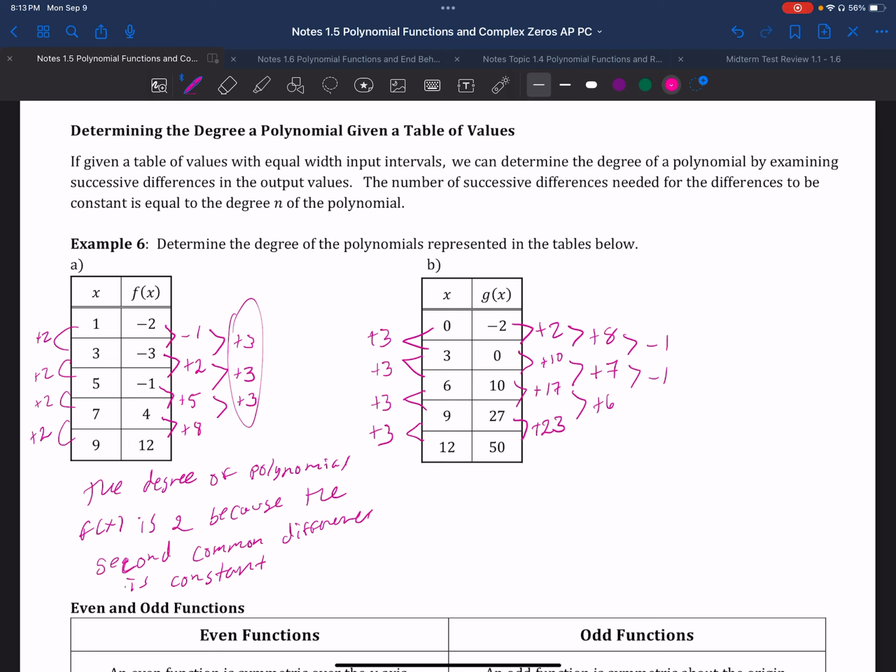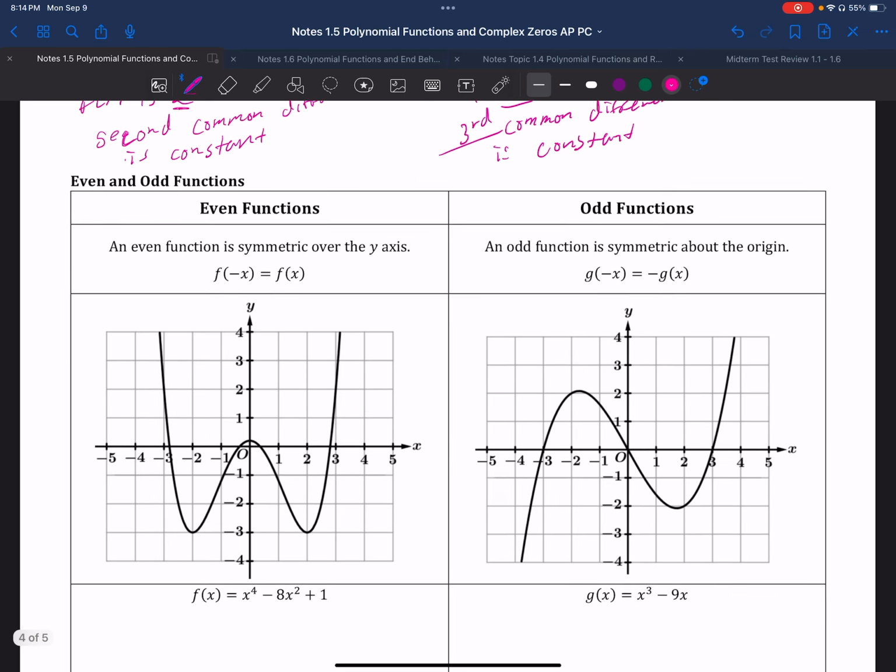So since I did the difference 3 different times, I am going to say the degree of g of x is 3 because the third common difference is constant. So please make sure that this number and this number match. The first one was the second common difference, so that's why the degree is 2. And then on this one was the third common difference, that's why the degree is 3.